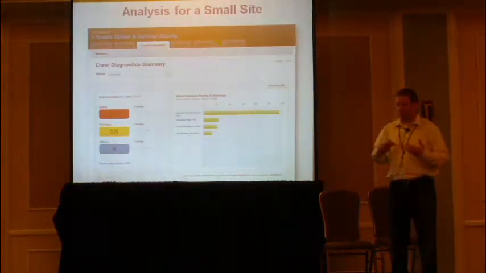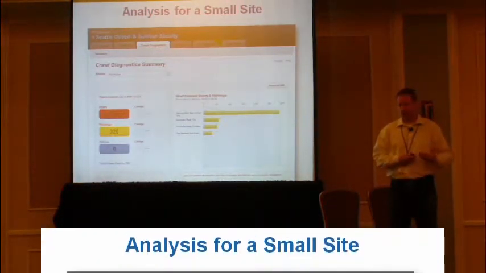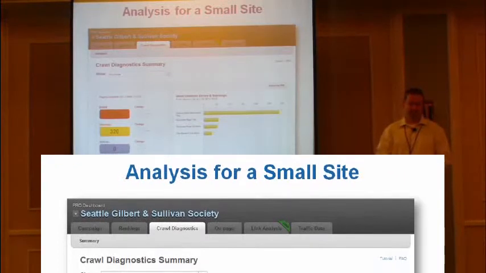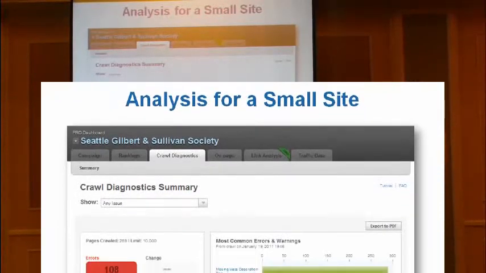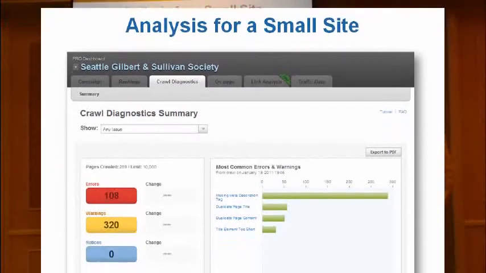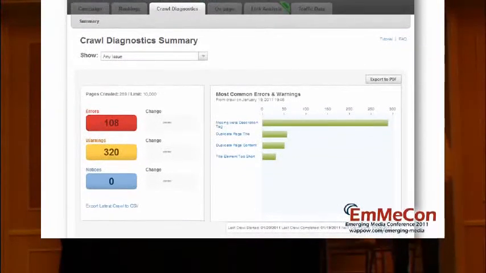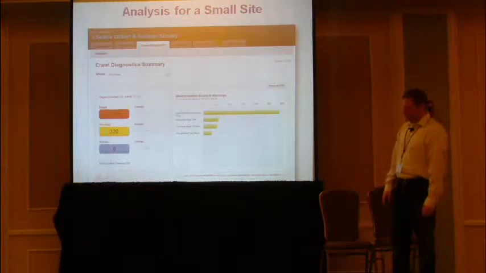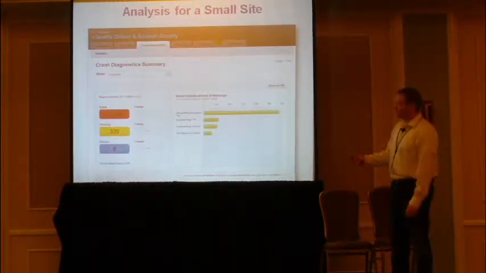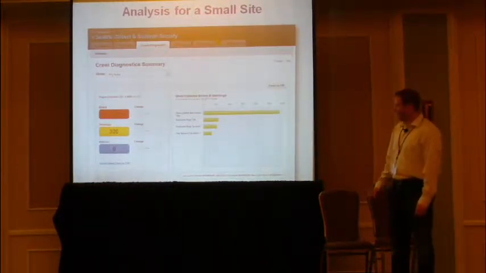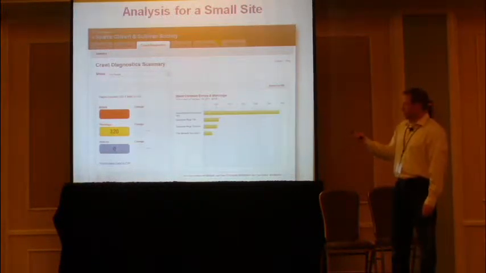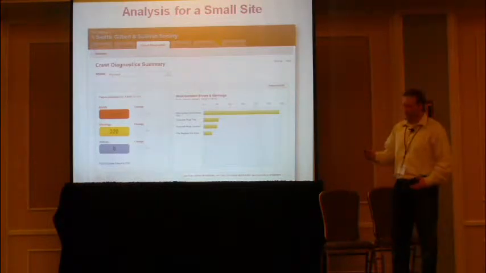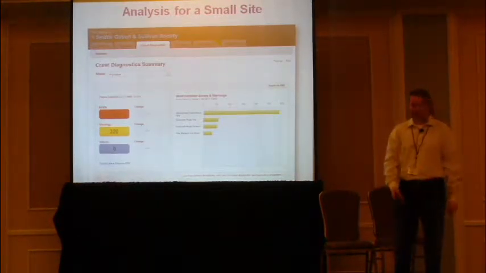We'll find out what your site is, and we'll automatically crawl it, and we'll tell you what we turned up. This is one I set up for the Seattle Gilbert and Sullivan Society, who one of my coworkers is involved with, helping them out. So I did a campaign for them, and they're a pretty small site. They have 289 pages. And from that, we quickly found 108 things that have problems, errors, and 320 things that could be problems, things that are warnings.